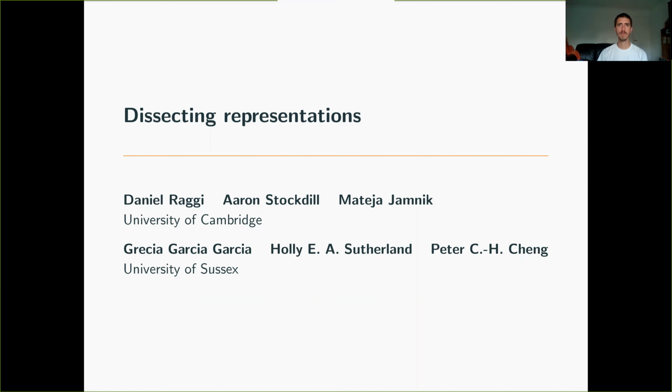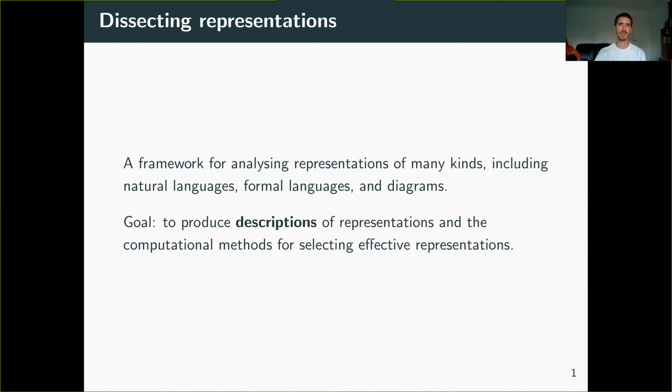In this short talk, I'll be presenting work done in collaboration between us at the University of Cambridge and our colleagues at the University of Sussex. In the paper related to this talk, we demonstrated the use of a framework that we have developed for analyzing representations of many kinds, including natural languages, formal languages, and diagrams.